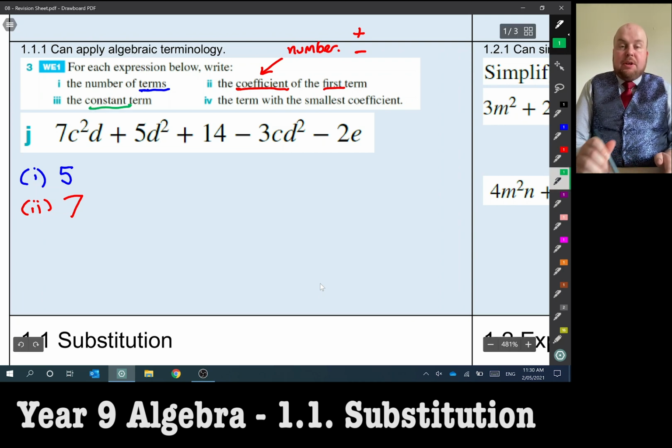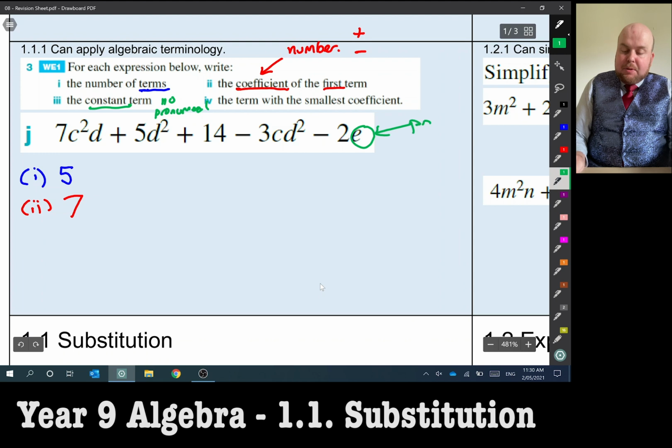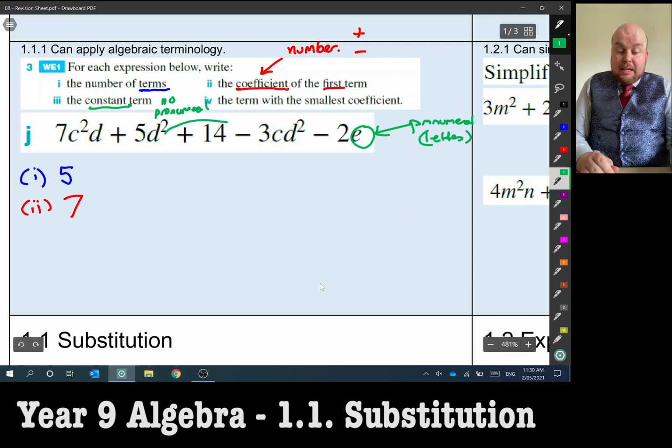The constant term. The constant term has no pronumeral. And again, what is a pronumeral? That thing is a pronumeral. So any letters are pronumerals. So the constant term is whichever one doesn't have a letter in it, and that's this one here. So therefore this is positive 14, or you could just write 14.